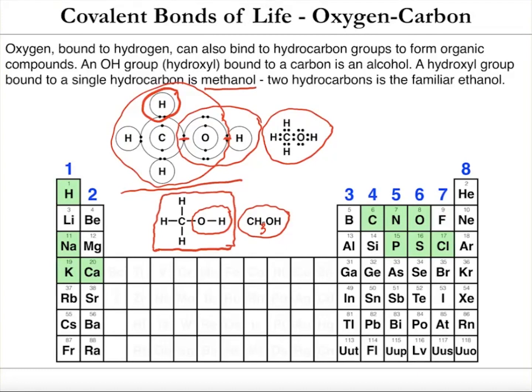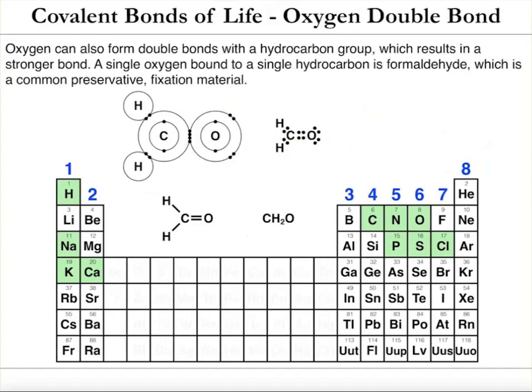So if there were two carbon groups here, so we have CH3, another CH2, and then an OH, this molecule right here would be the familiar molecule called ethanol, which is the alcohol that you think of in liquor and beer and wine. So oxygen bound to carbon is also a very important molecule, important to life's processes.